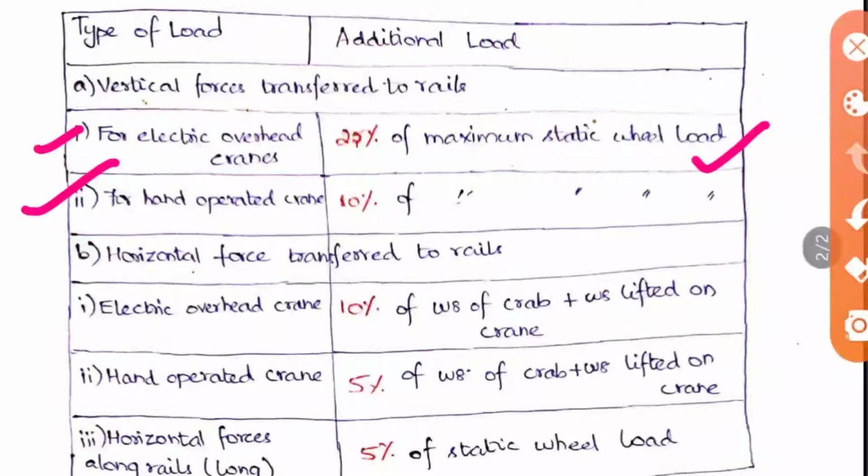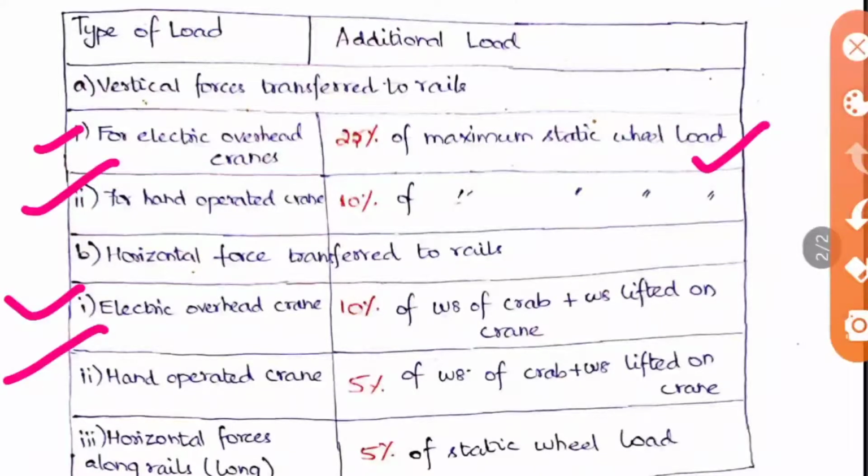When the horizontal forces are transferred to the rails, and the electrically operated crane is going on, it is 10% of the weight of that crab or trolley plus the weight of the lifted load. Some objects will be lifted with the hook, so the weight of those lifted objects from the crane should also be added as the additional load. When it is a hand operated crane, it is 5% of the weight of the crab and the weight of the objects lifted by the crane.